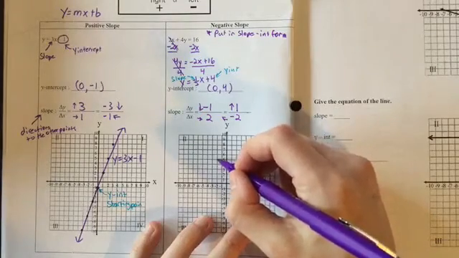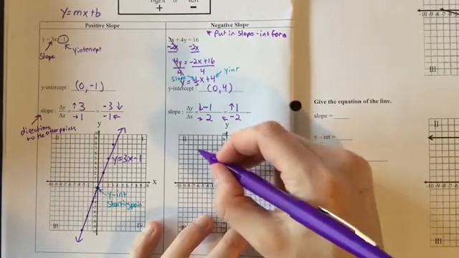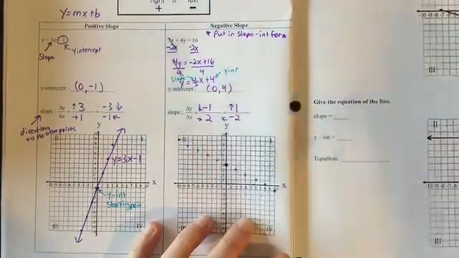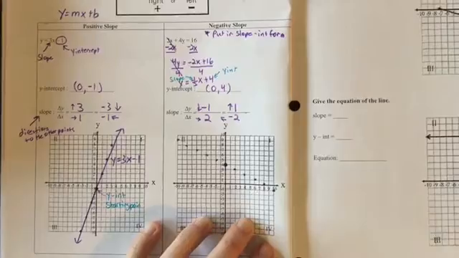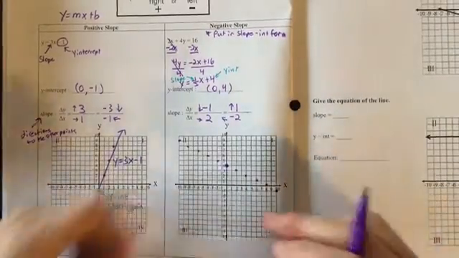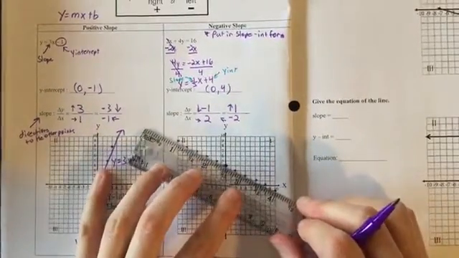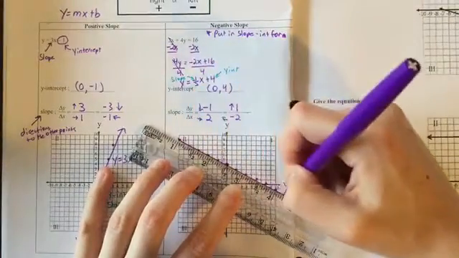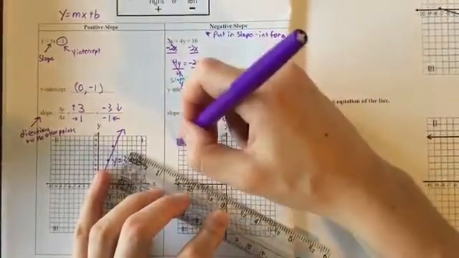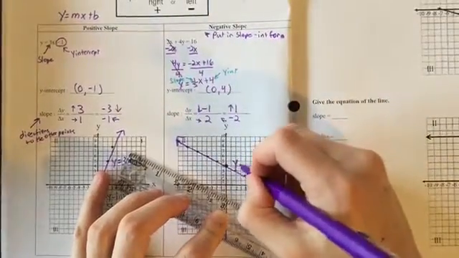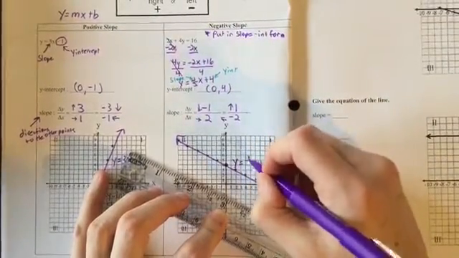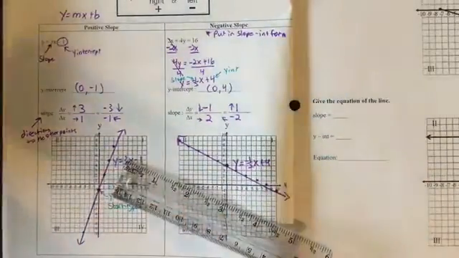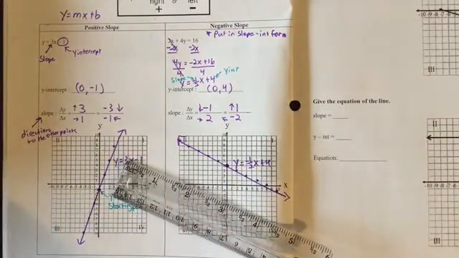Up 1 to the left 2, up 1 to the left 2, and so on. Okay? Now from there, we can construct our line. Right there. Okay, and then label our equation.